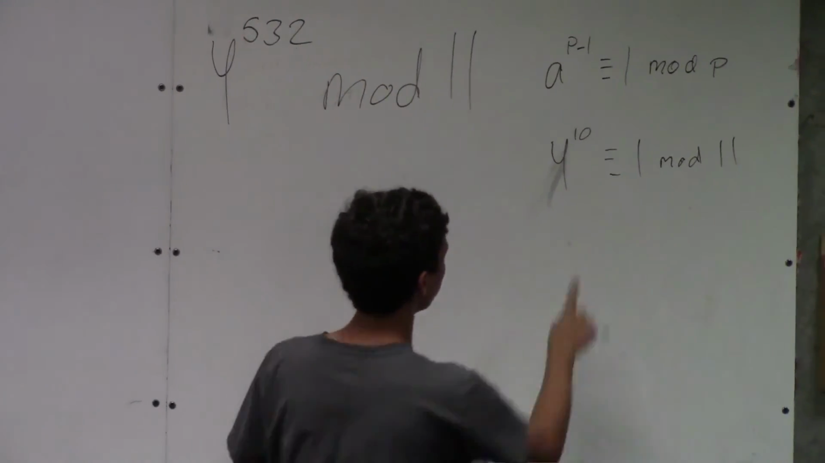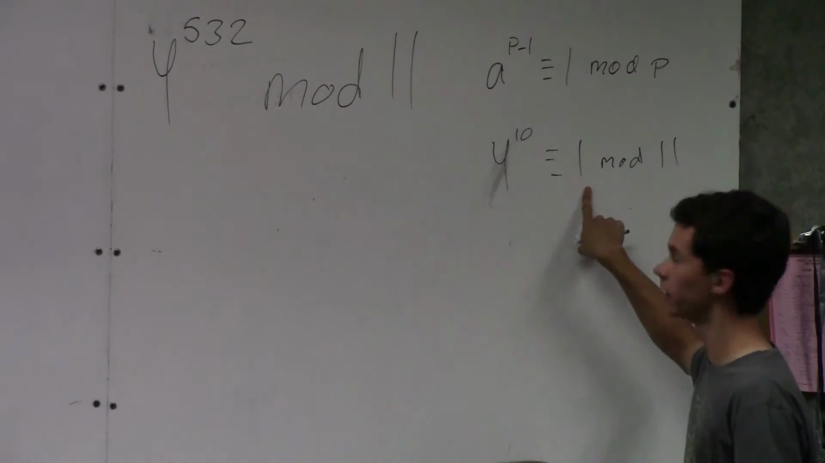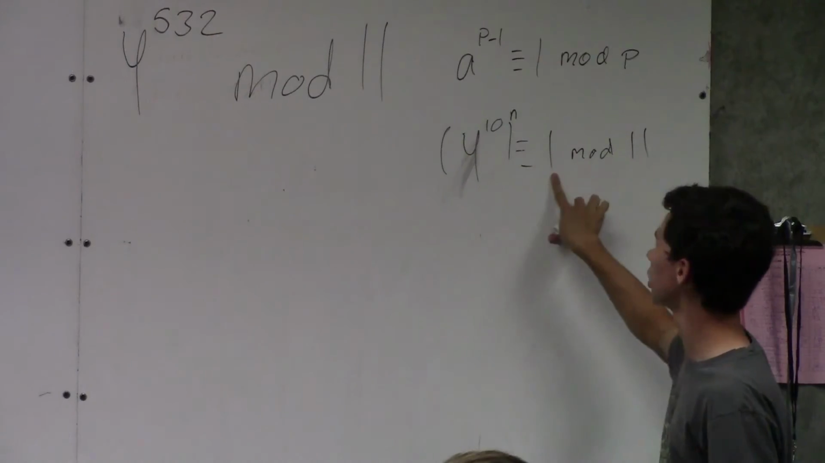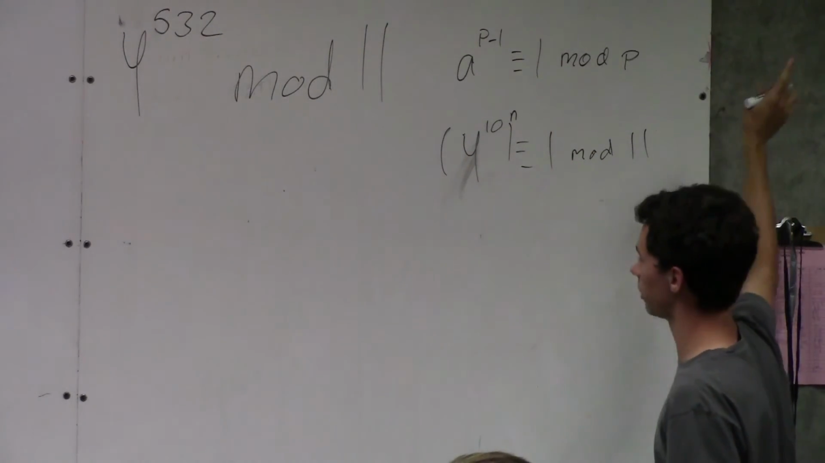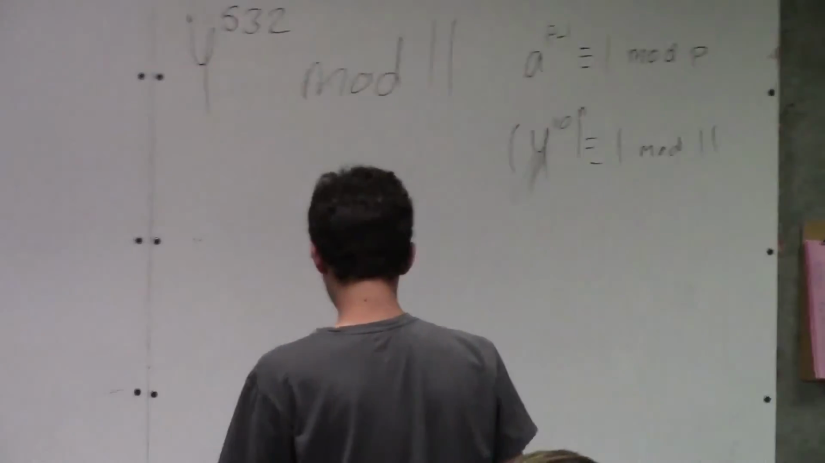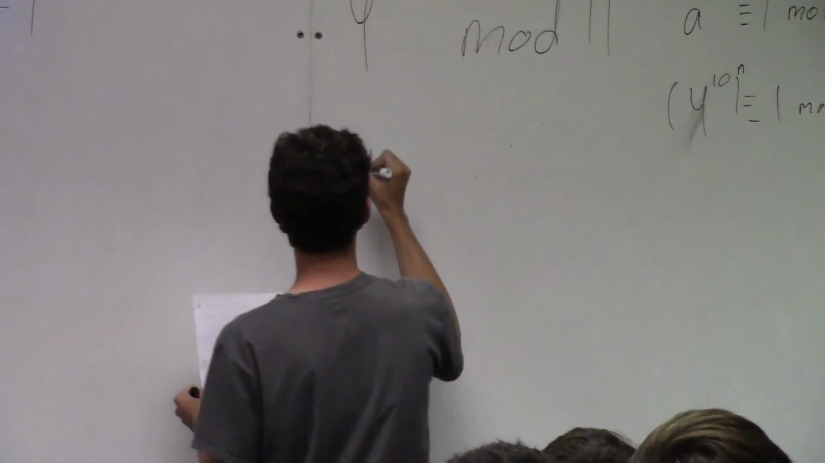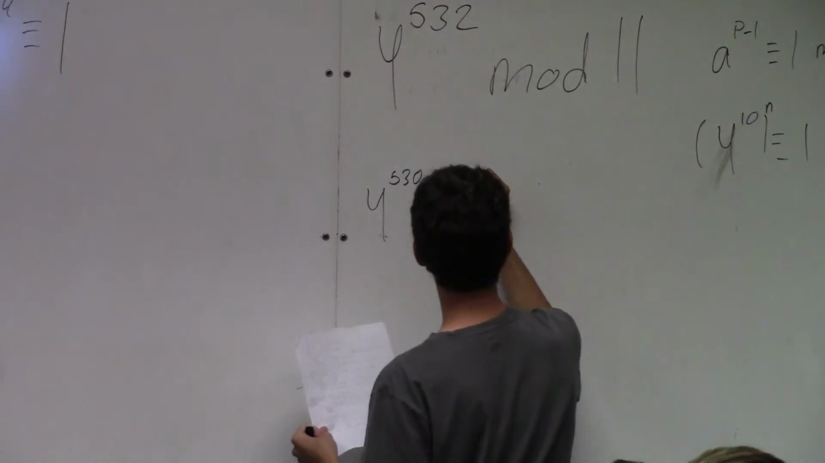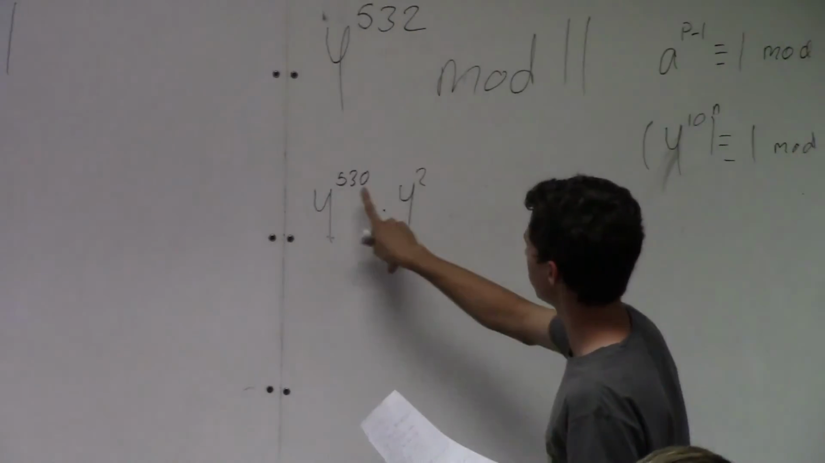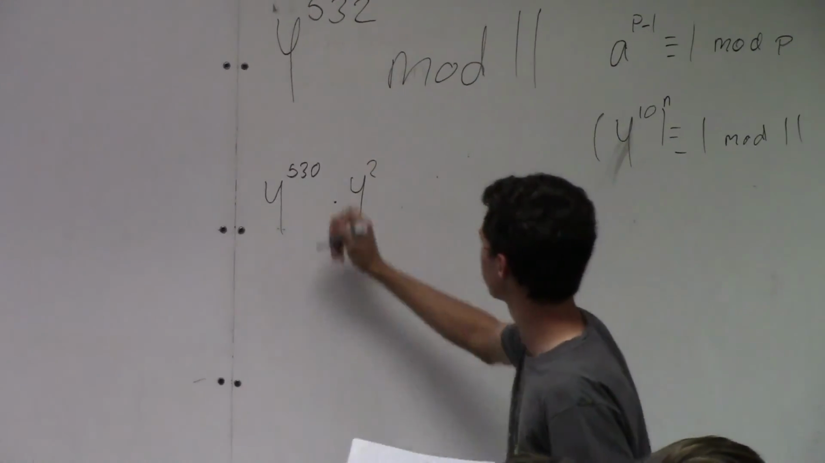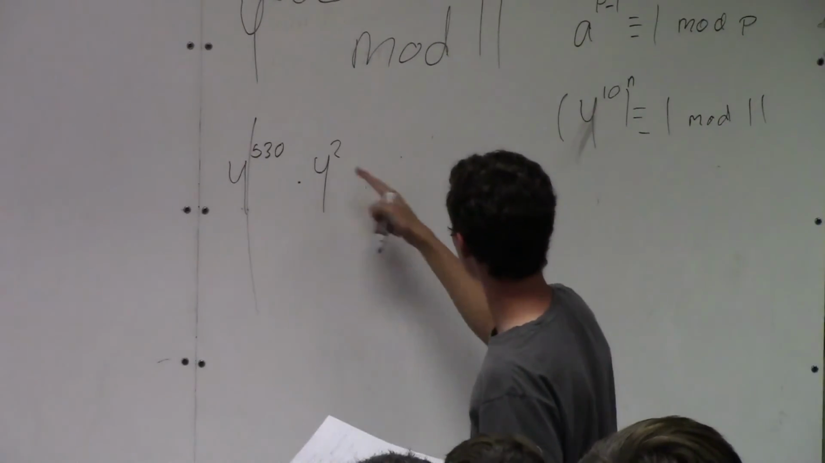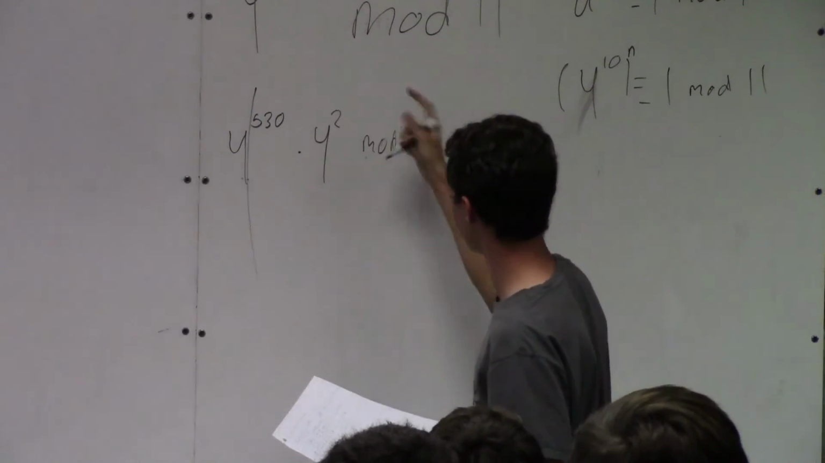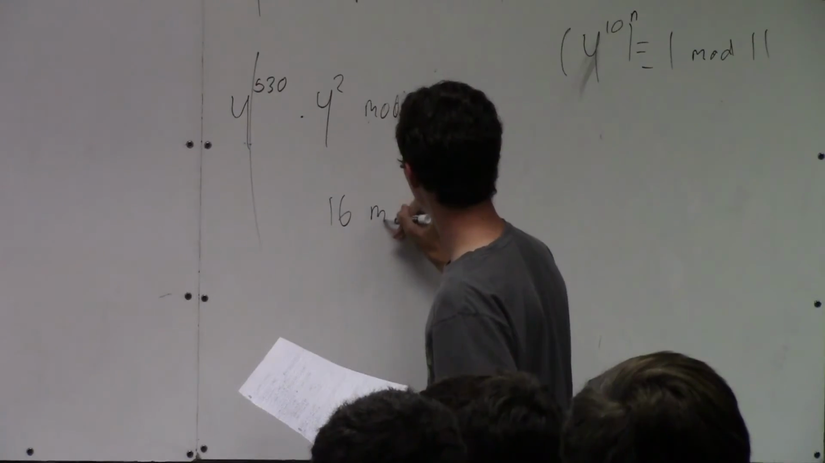So now we know that 4 to the 10 is congruent to 1. So if we were to raise that to any exponent, doesn't matter what, it would still be congruent to 1, because 1 raised to any exponent is still 1. So because of that, we can break this off into 4 to the 530 times 4 to the 2. We did this because this is divisible by 10. So this is 1. So we're left with this mod 11. We all know that 4 squared is 16.